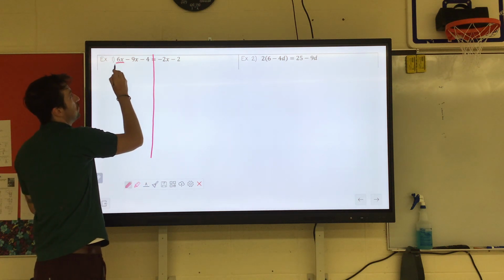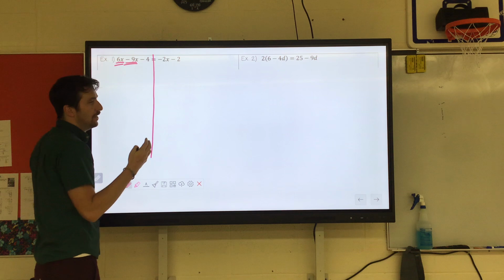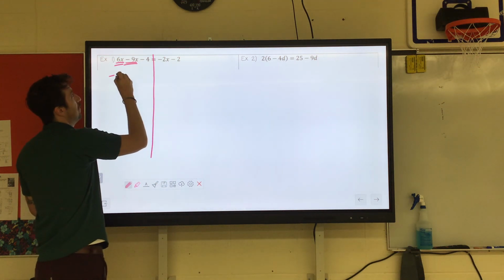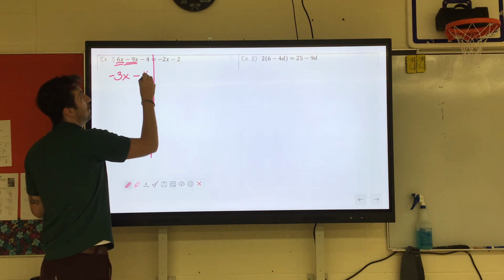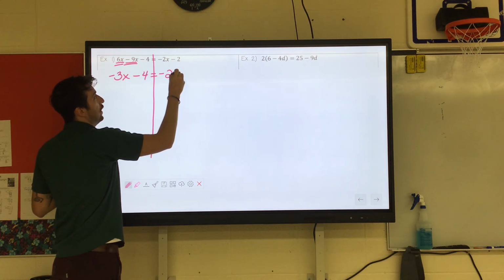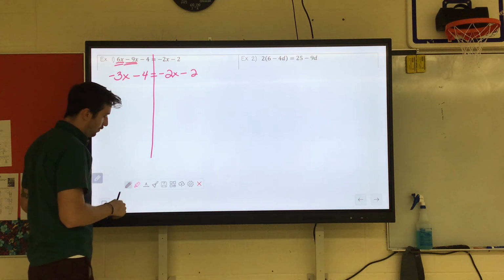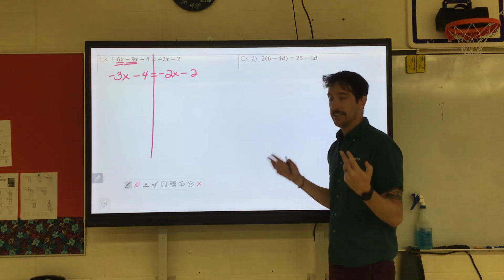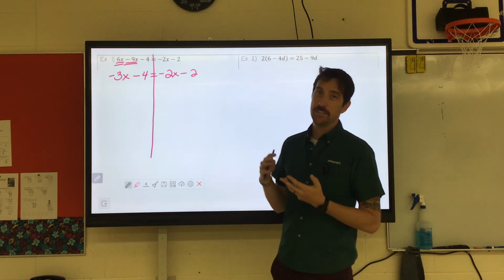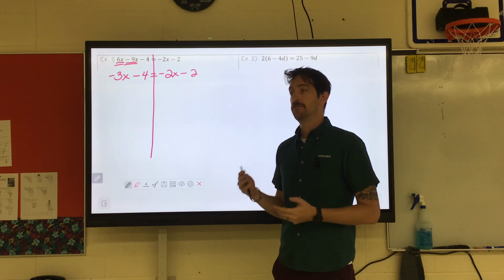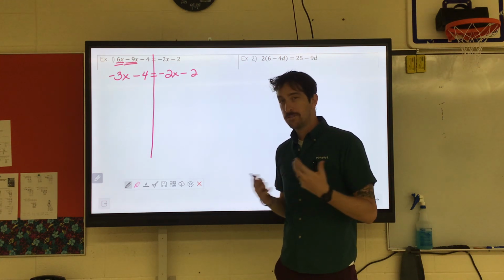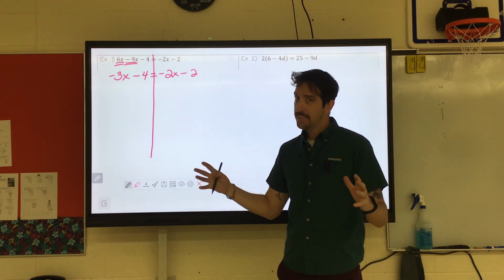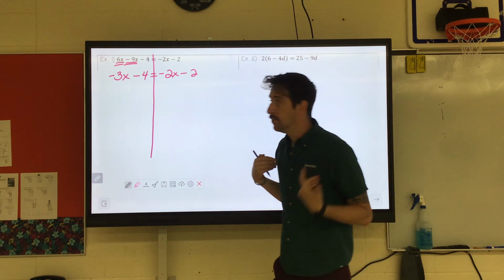So I could do the like terms, 6x minus 9x. If they're on the same side, you just do what it says. 6 minus 9 is negative 3. So we have negative 3x minus 4 equals negative 2x minus 2. So we've distributed, there was nothing to distribute. We've combined everything we can on the same side. Here's our new step. We have to get the variables on the same side. So the notes right before this said to get rid of the smaller coefficient. Again, not necessary, but it is the way I like to do it.